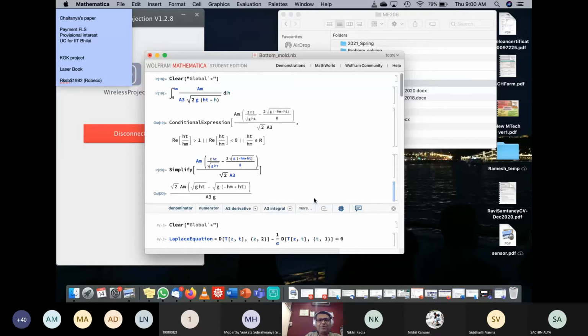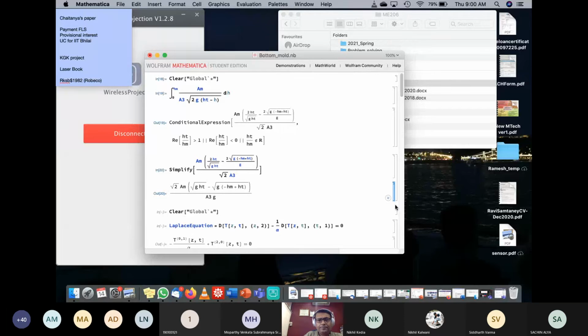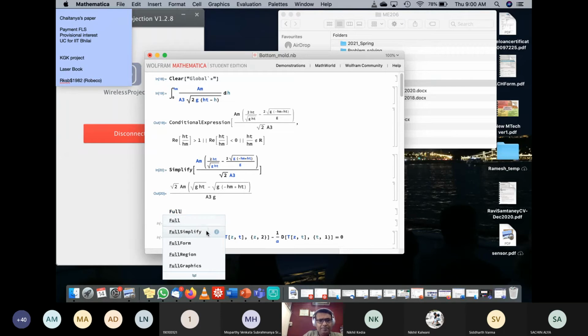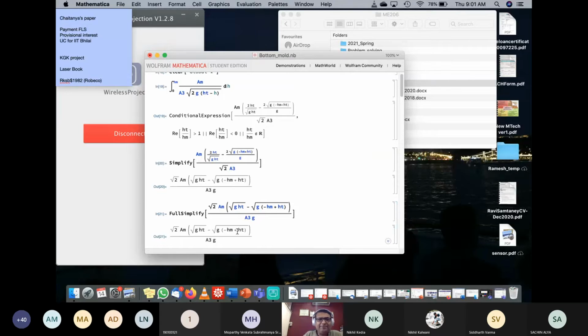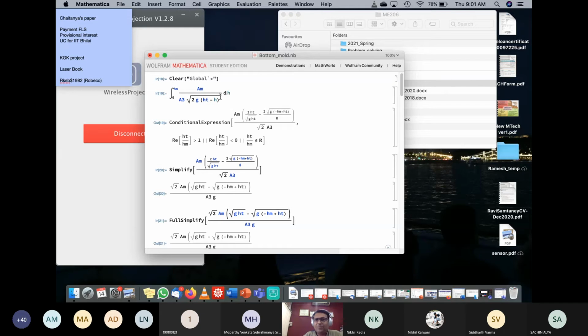Say, I don't even like this, so let me do full simplify. Or maybe just ask it to full simplify this term if you don't like even this term. It's like telling it to do something, and it will do it for you. It will give you some values, and when it cannot do any further, it stops here. So you can get the closed form solution, symbolic math. It will give you the answer.